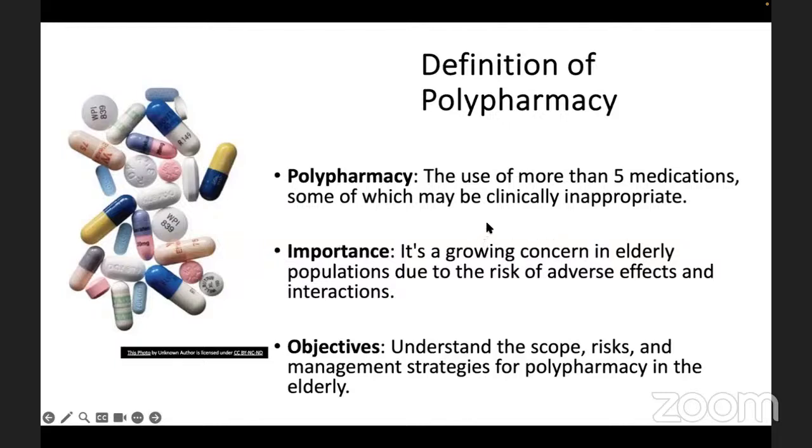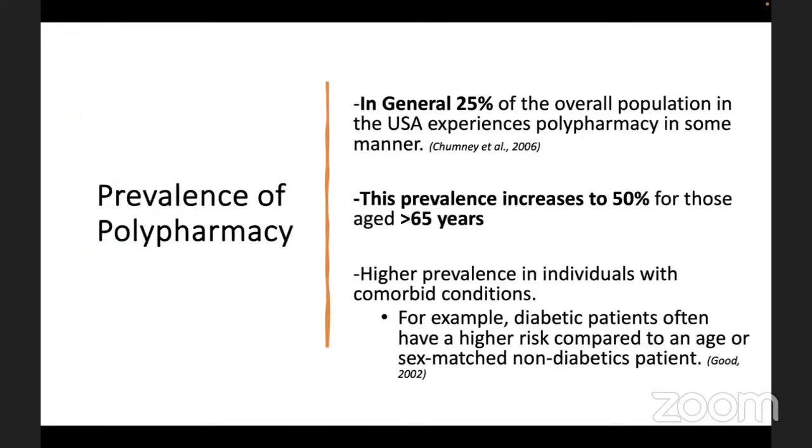Polypharmacy is the use of more than 5 medications, some of which may be clinically inappropriate. It's a growing concern in the elderly population due to the risk of adverse effects and interactions. The objective is to understand the scope, risk, and management strategies for polypharmacy in the elderly. In general, 25% of the overall population in the US experience polypharmacy in some manner. This prevalence increases to 50% for those aged 65 and older.